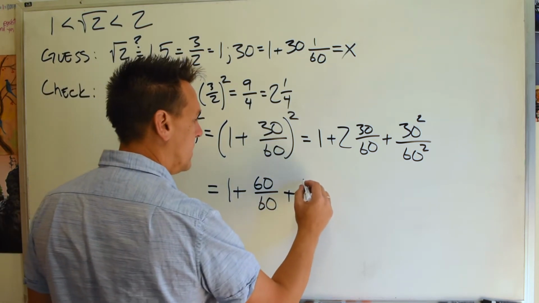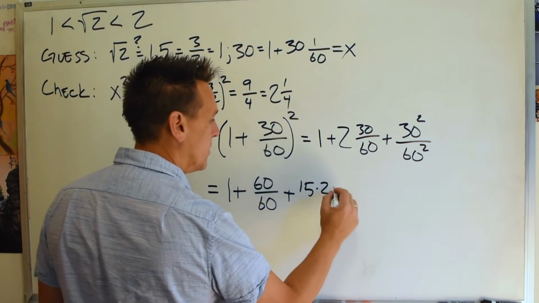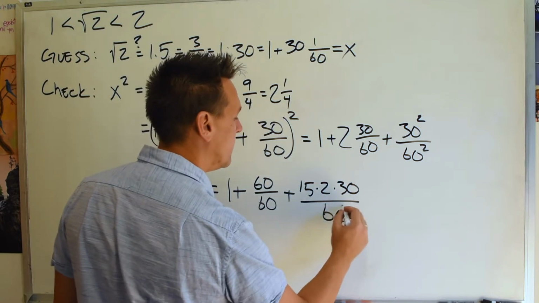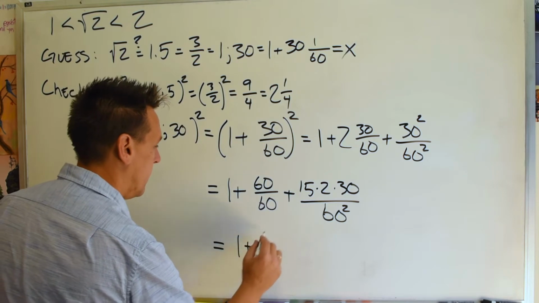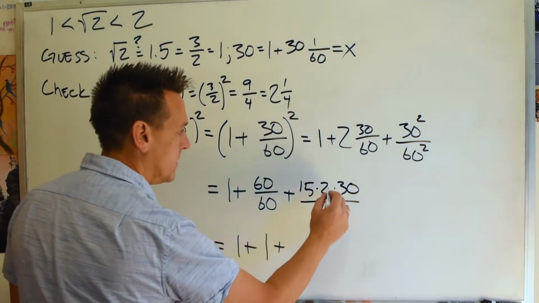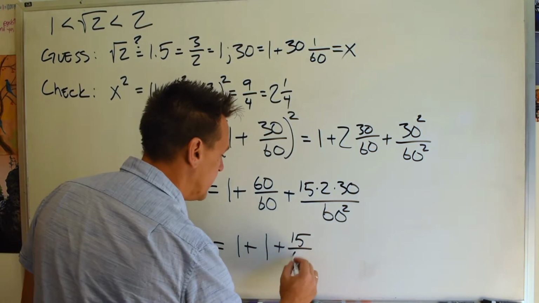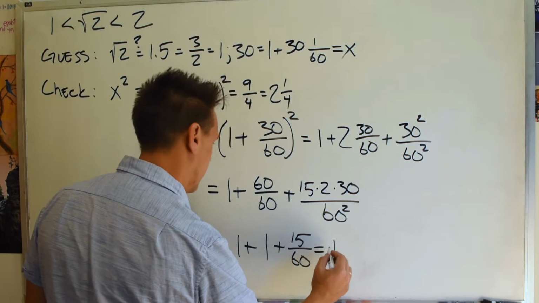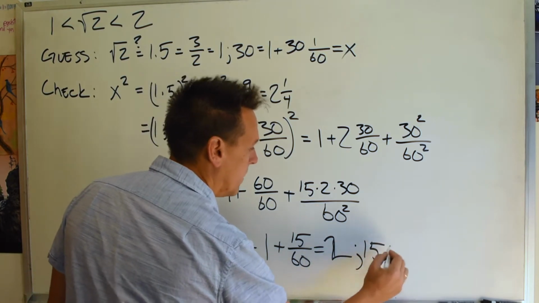And then 30, I can think about 30 as 15 times 2. And why is that helpful? Because 2 times 30 is, again, 60. So this is 1 and 1, and 60 over 60 squared cancels out, and I get 15 over 60. And if I want to write that compactly, oh, whoops, that's 2 and a quarter.